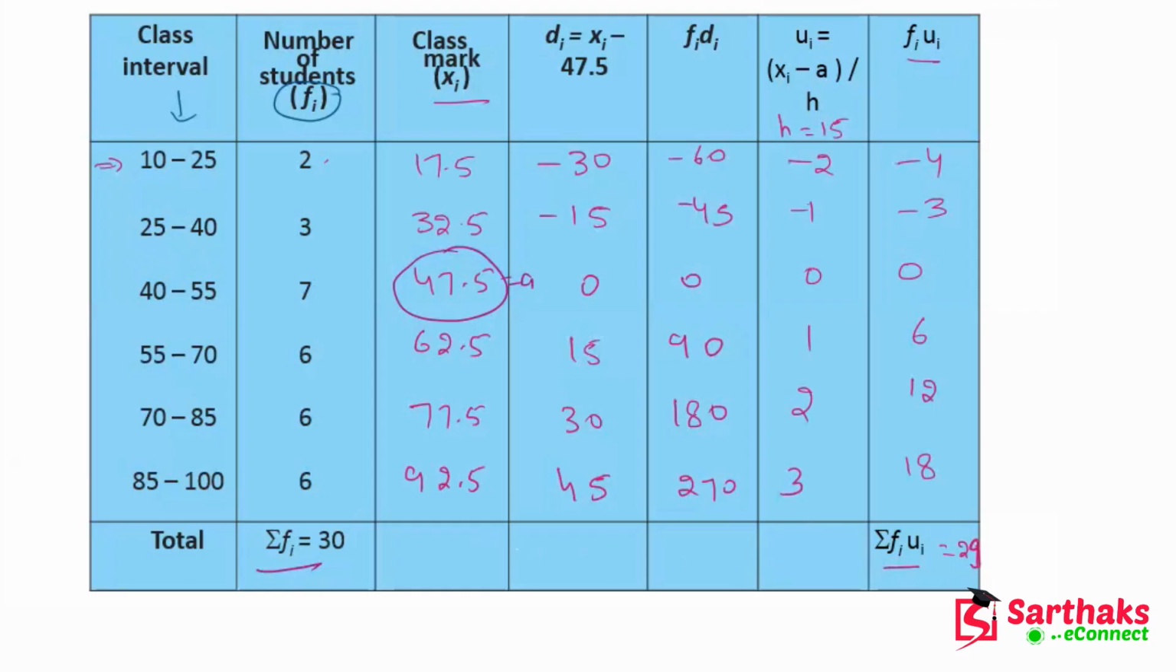With the help of this data, we can easily find u bar, which is equal to summation of fi ui divided by summation of fi. So we have 29 divided by 30.